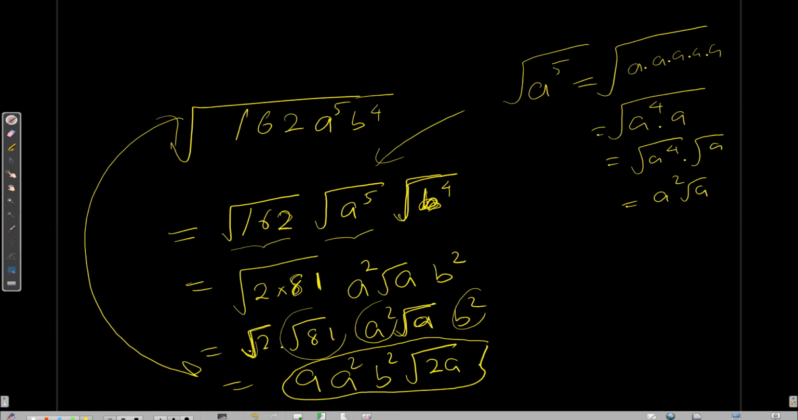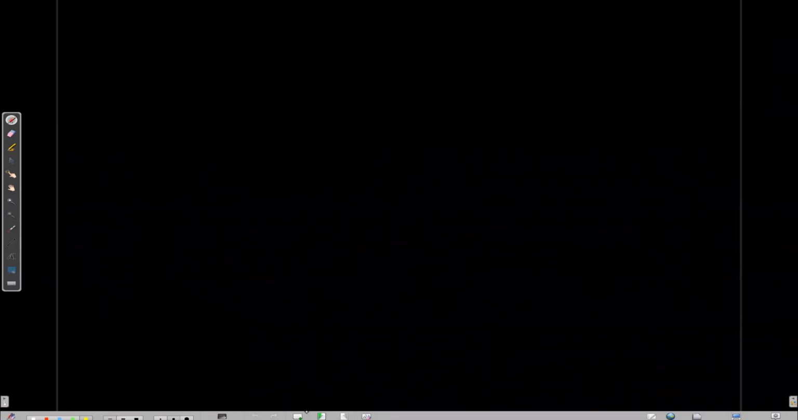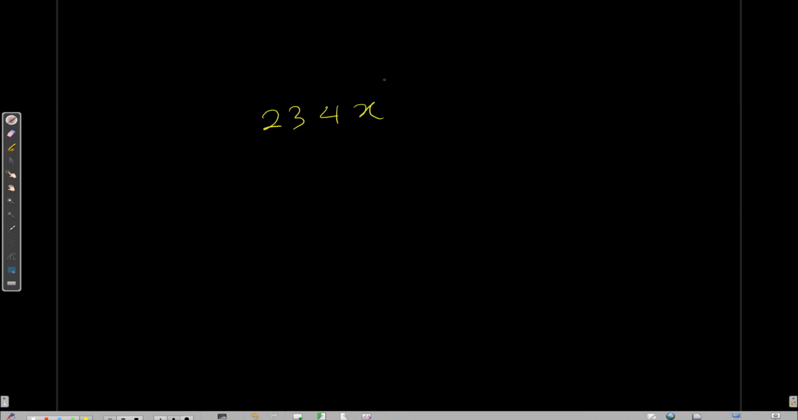And let's see more examples. How about this? Let's say 234 x to the 11 y divided by 26 x to the 7 y, whole thing inside the radical sign.